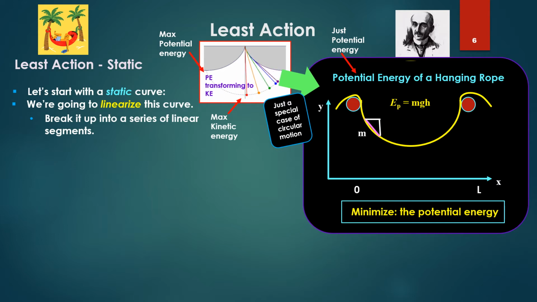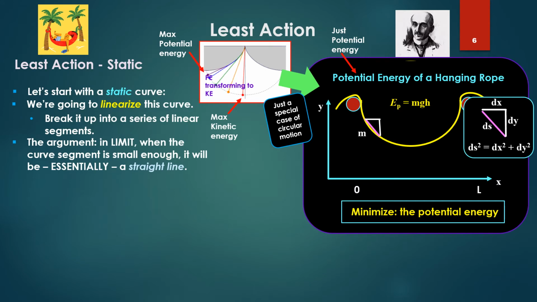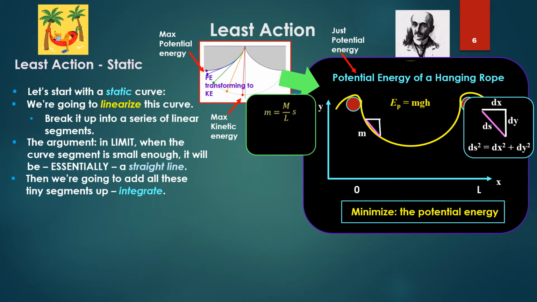And so we're going to take that little segment and treat it in terms of the Pythagorean theorem. A change along the x, a change along the y, and so we have our little triangle there, and the Pythagorean theorem, ds squared equals dx squared plus dy squared. The argument is that in the limit, when the curve segment is small enough, it will in fact be essentially a straight line. That's what you have to assume, accept here. And then we're going to add up all these tiny segments. That is, we're going to integrate all the little segments we're going to create, and they're going to be smaller and smaller segments, and we'll integrate them all into one big total.